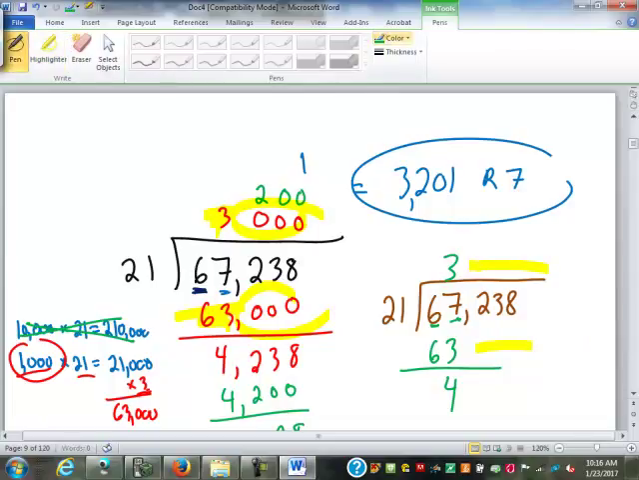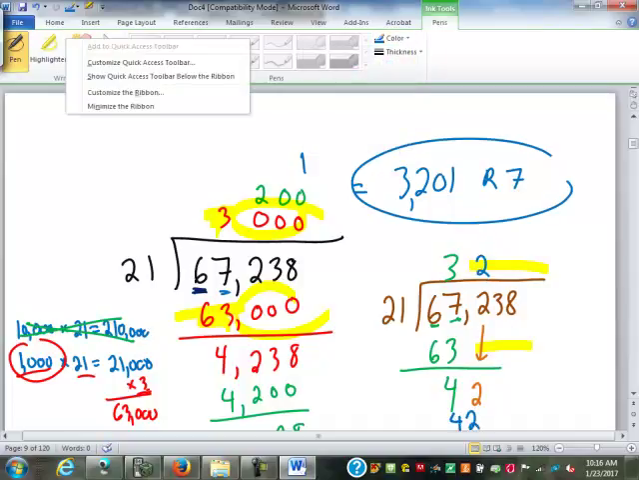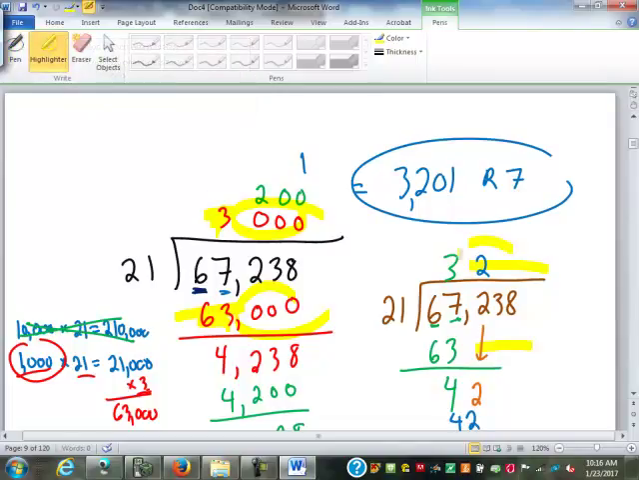Then we've been taught you bring down the next digit. Bring down the 2. 21 goes into 42 twice. 2 times 21 is 42. Again, exactly what we did here. We just left off the zeros. It's the exact same process. We've just compacted it a little bit. So long division is nothing more than an organized process of repeatedly subtracting a number.